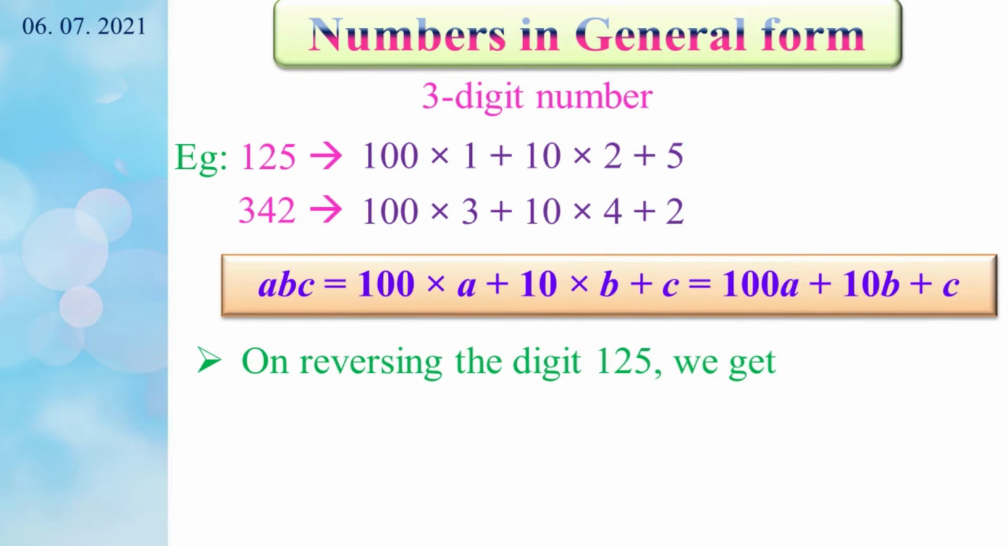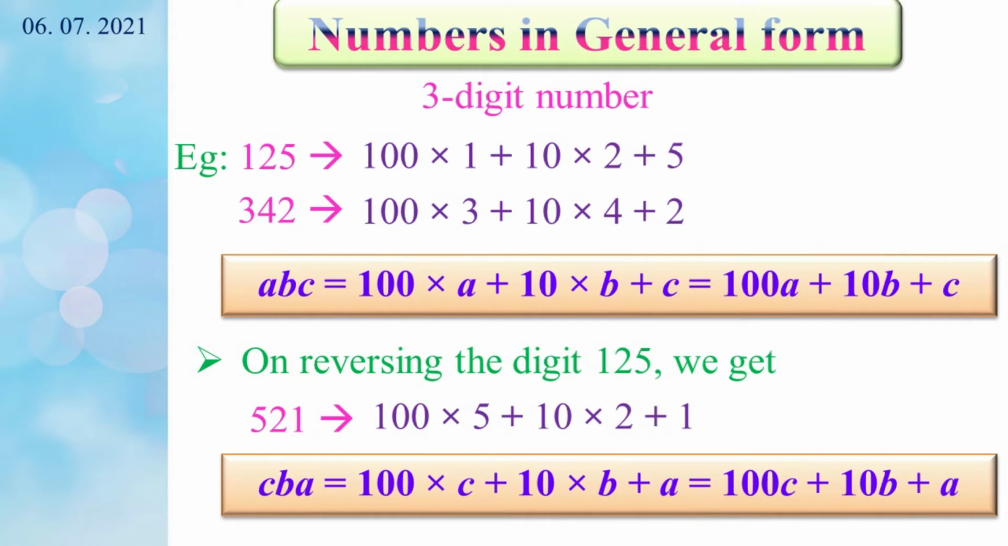Next, we see reversing the digits of 125. We get 521. We know 5 is at the 100's place, 2 is at the 10's place and 1 is at the 1's place. So it can be written as 100 into 5 plus 10 into 2 plus 1. In general, on reversing the order of the digits of ABC, we get the new 3-digit number CBA, which equals 100 into C plus 10 into B plus A, equals 100C plus 10B plus A.